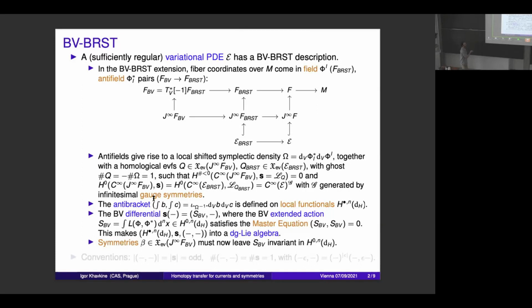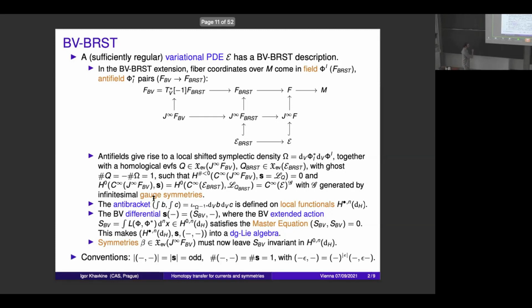Once we have the structure, we have a nice notion of symmetries here. After doing all this construction, the same notion is basically captured by saying that a symmetry is now an evolutionary vector field on the BV extended jet bundle which leaves the BV extended action invariant in this cohomology class, namely that if you act with the Lie derivative on the integrand of the BV extended action, then it's zero up to horizontally exact terms. That's what this means, okay? And it turns out that these symmetries are a bit smaller space than that one, but all the gauge symmetries still live there, right? Because they preserve not just the equation, but the action as well.